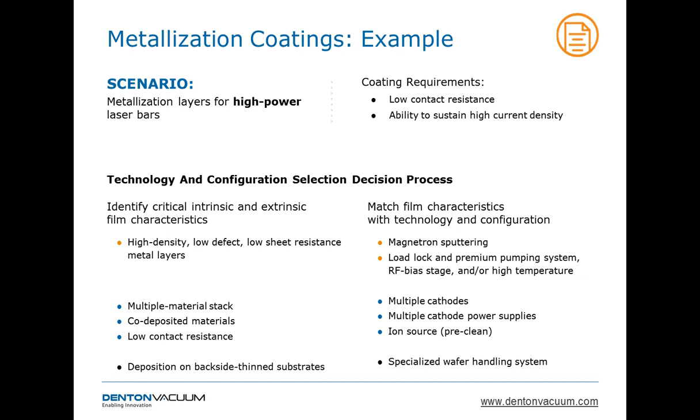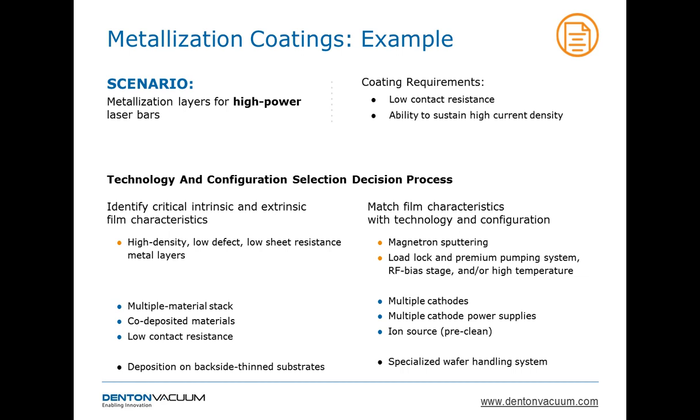So how do these film characteristics translate into technology and configuration characteristics? For high density material and low defect density, we would need to go to a higher quality deposition, such as magnetron sputtering. We would also need load lock and premium pumping system to keep the defects and the sheet resistance low. We'll need an RF bias stage for pre-clean and maybe some additional film enhancements. And we might need a higher temperature for higher film quality.